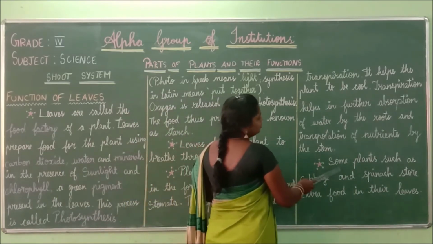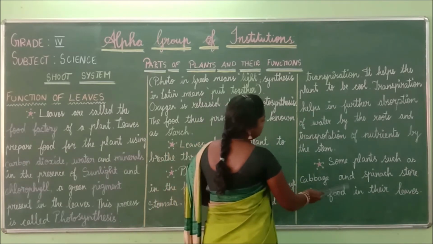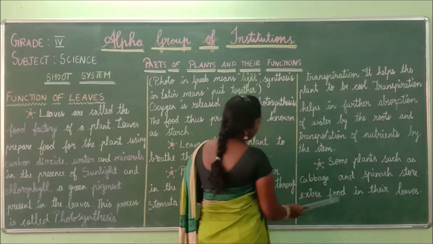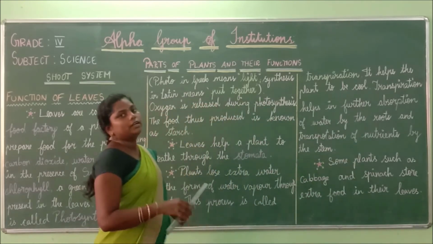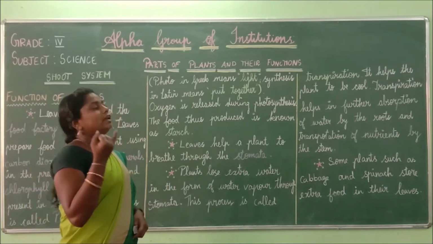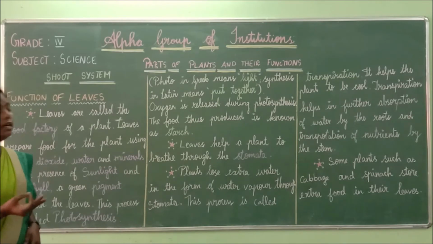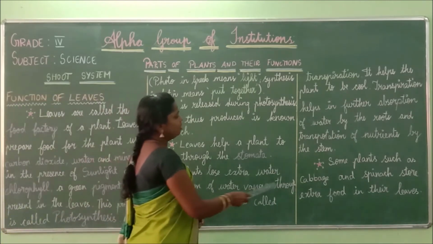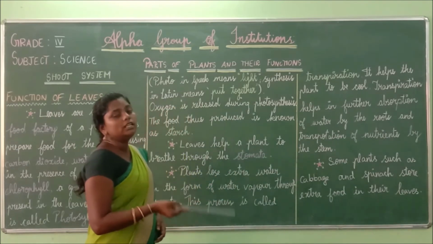Next one, some plants such as cabbage and spinach store extra food in their leaves. We already read that the extra food will be stored in the root in some plants and in the stem in some plants. Now some plants store food in their leaf. For example, cabbage and spinach store their extra food in the leaves.